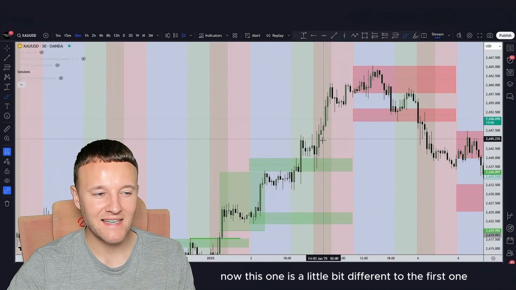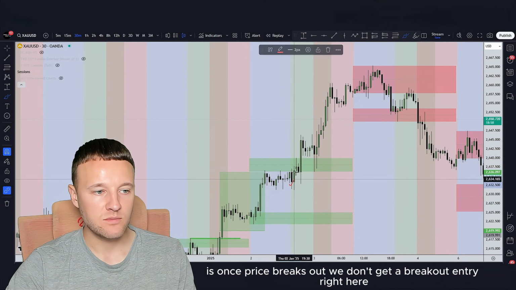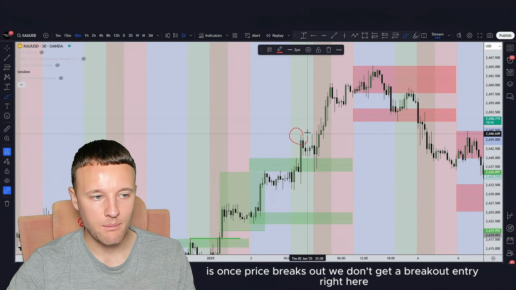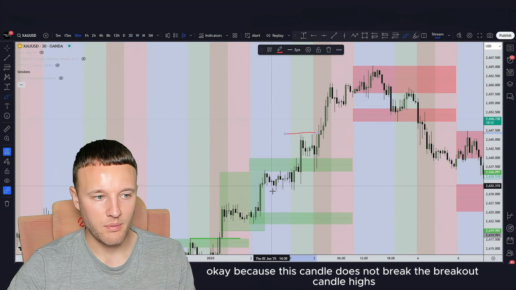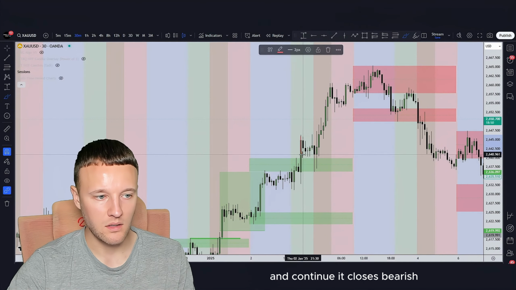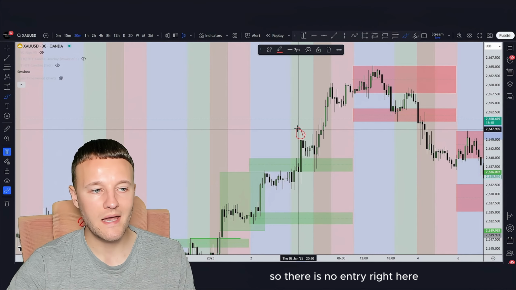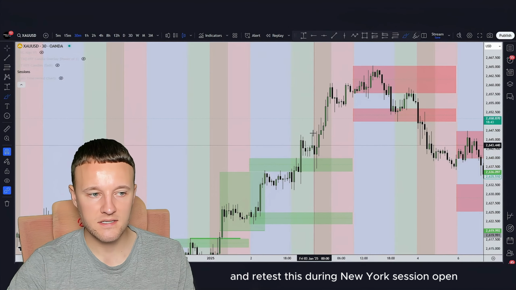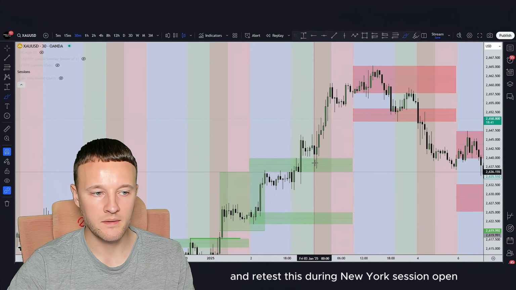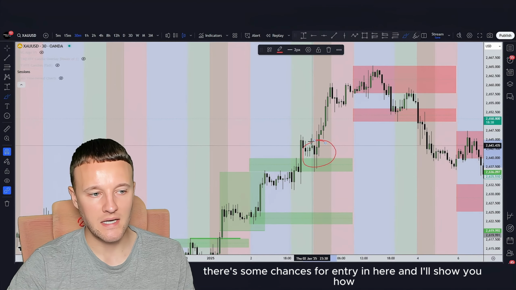Now, this one is a little bit different to the first one, is once price breaks out, we don't get a breakout entry right here, okay? Because this candle does not break the breakout candle highs and continue. It closes bearish, so there is no entry right here. This is an invalid entry. But once price comes back down and retests this during New York session open, there's some chances for entry in here, and I'll show you how.